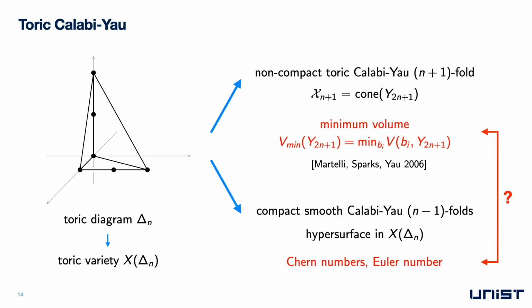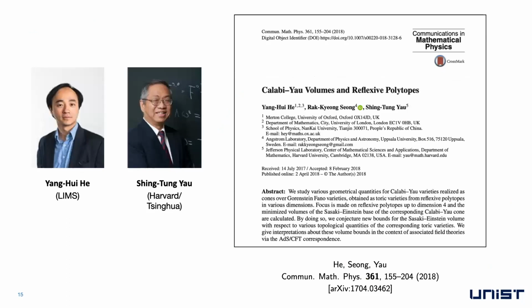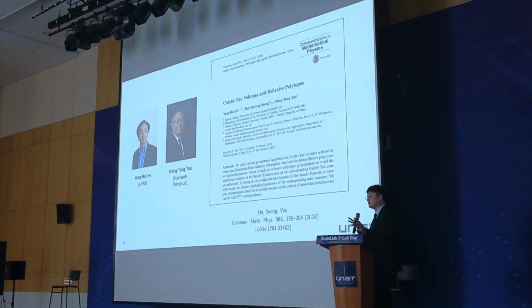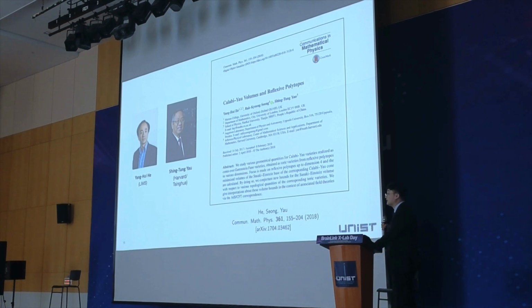So with his insights, Professor Yau asked whether there is a correspondence between the minimum volume and some of these geometric invariants. That was the question that he gave me, and we went back, and with one of my collaborators, Yang-Hui He, we ended up writing a paper on the relationships that we found for the minimum volumes and the corresponding Chern numbers and Euler numbers of the various Calabi-Yau manifolds that you can construct for a given class of toric varieties.